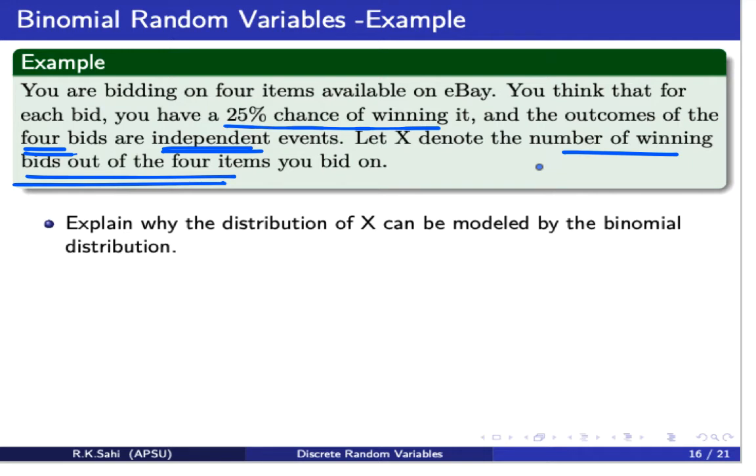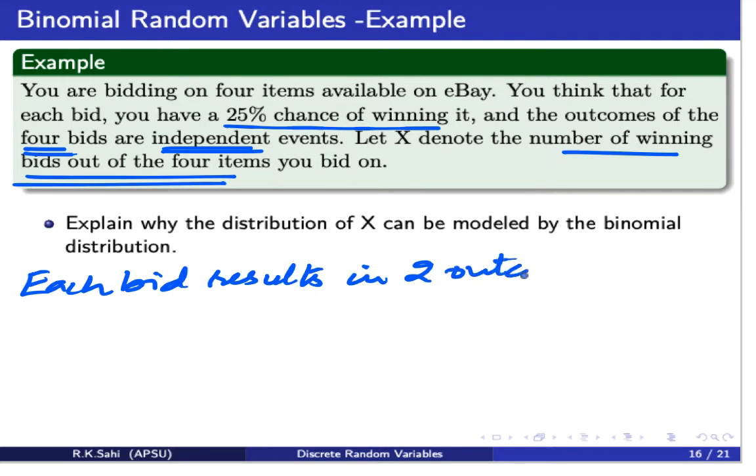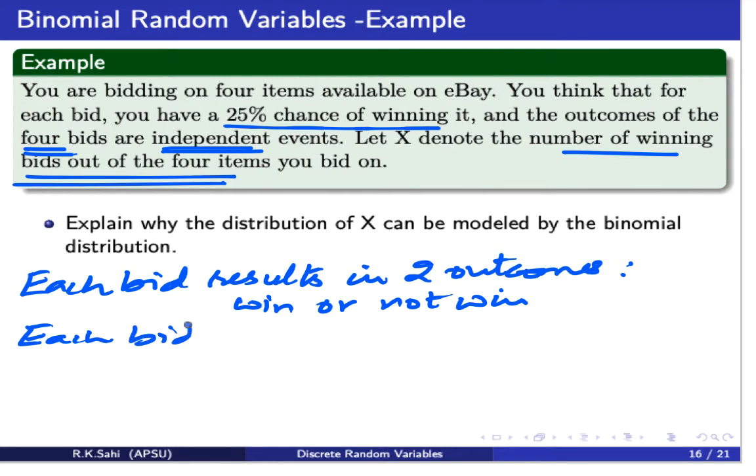Okay. And the very first important thing is, what are the outcomes of this bid? Because you're looking at the number of wins. So what we notice is that each bid, which is a trial here, results in 2 outcomes. And what are those 2 outcomes? Win or not win. Then each bid is independent. It is given to us. Each bid is independent. Okay.